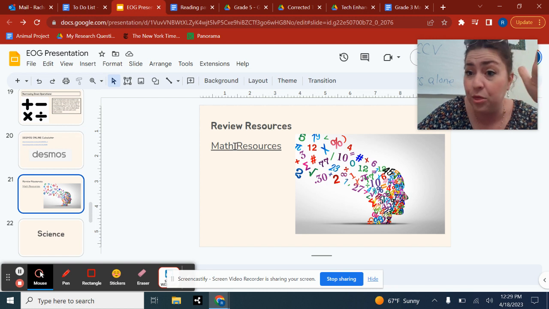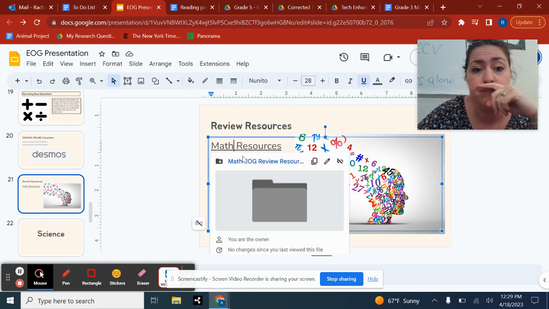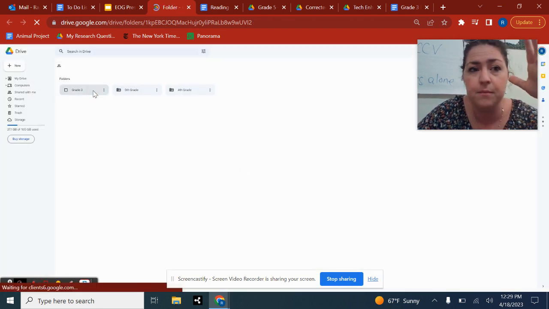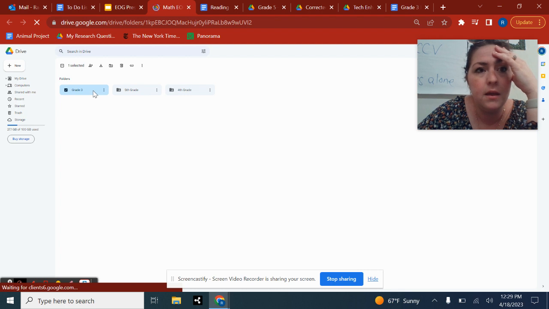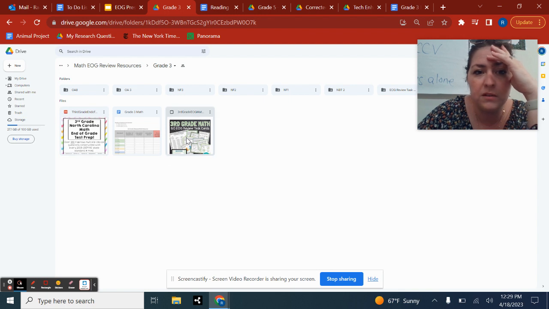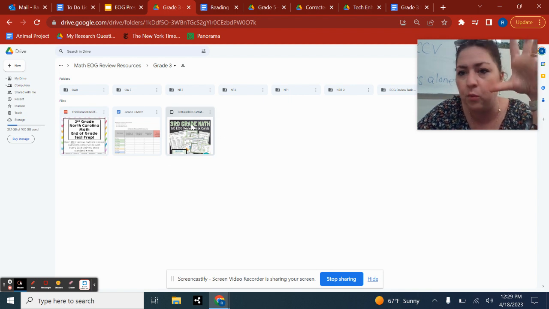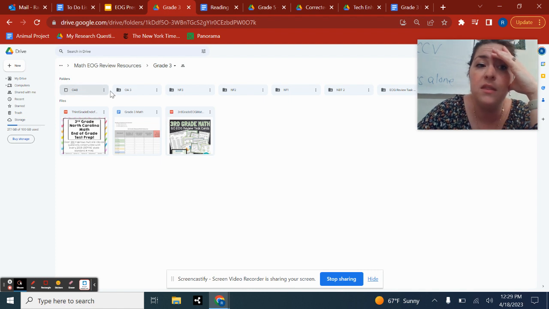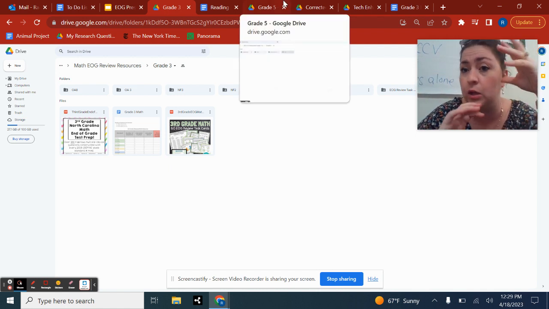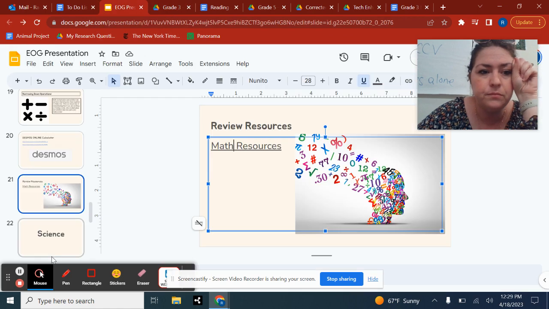These are math resources. So for example, let's say I'm in grade 3. Here's, for example, this one, which is just a general spiral resource. However, these are the folders that have the priority standards, and each one of them has something that you can use.